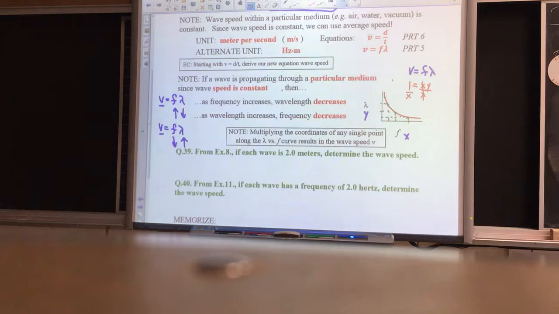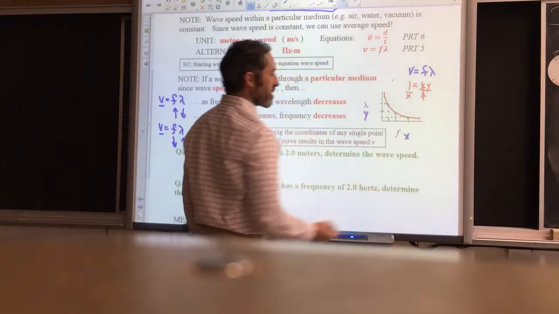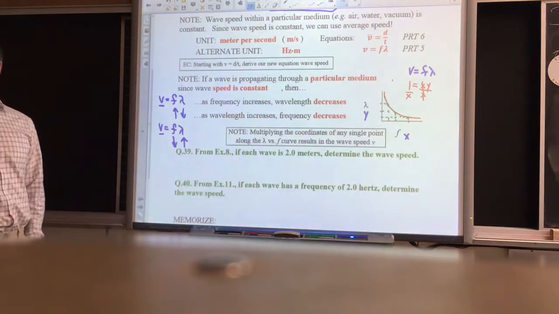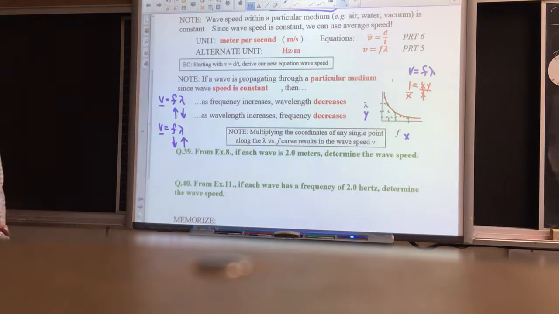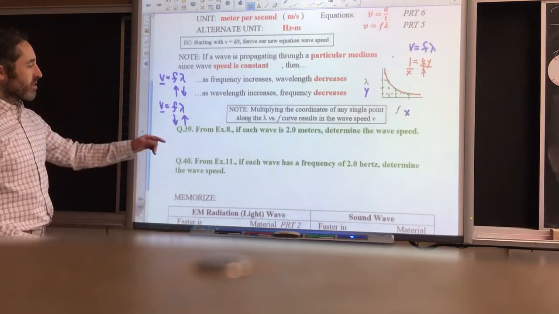The reason you're not actually doing area here is because there's nothing about frequency that accumulates. Normally when we do a force versus displacement, you do the area to get the work. That's because displacement or distance accumulates. There's no accumulation here.